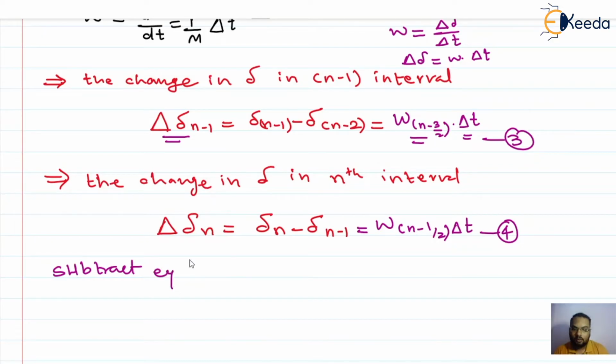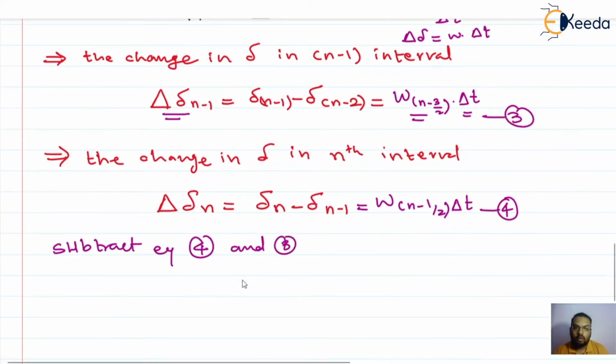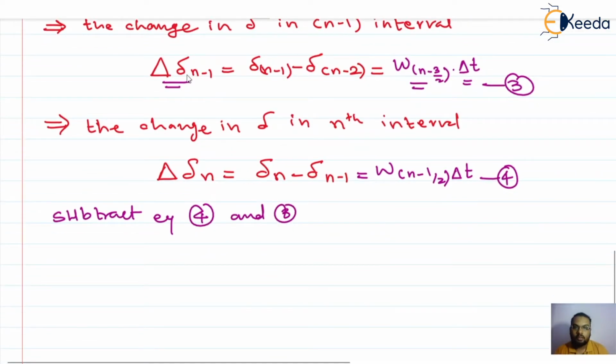Subtract equation 4 and 3. Okay, so let us subtract this. So this minus this, what will we get? Here we are getting delta n minus 1 minus the change in rotor angle at nth interval.